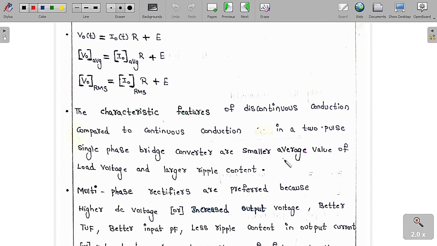So in discontinuous conduction, the voltage will be negative, and therefore the average value of the load voltage decreases. There is a large amount of ripple content in the current. Whereas in continuous conduction, the voltage will never be negative, so the average value of the output voltage will increase and the ripple content in the current will decrease. So the characteristic features of discontinuous conduction compared to continuous conduction in a two pulse single phase bridge converter are a smaller average value of the load voltage and larger ripple content.